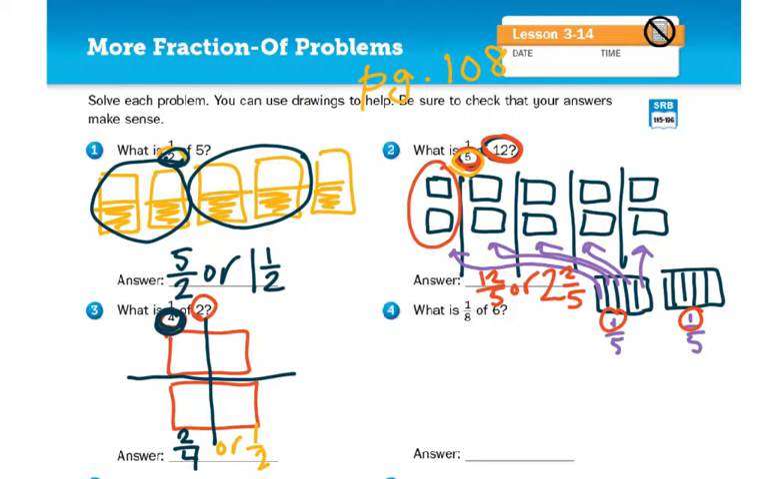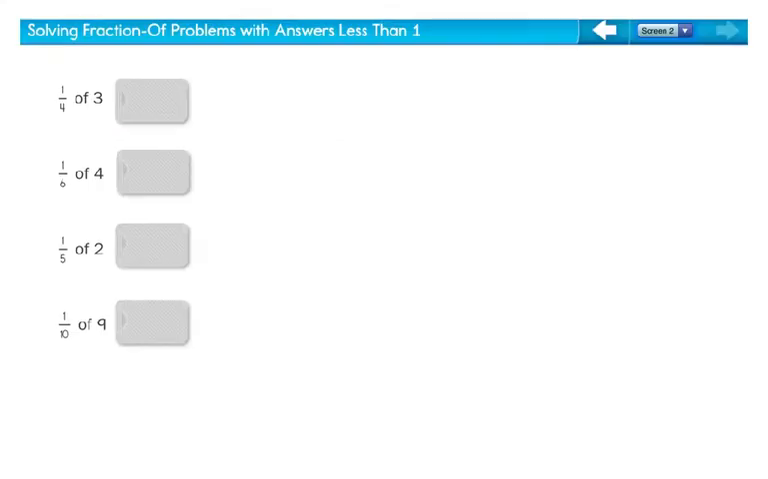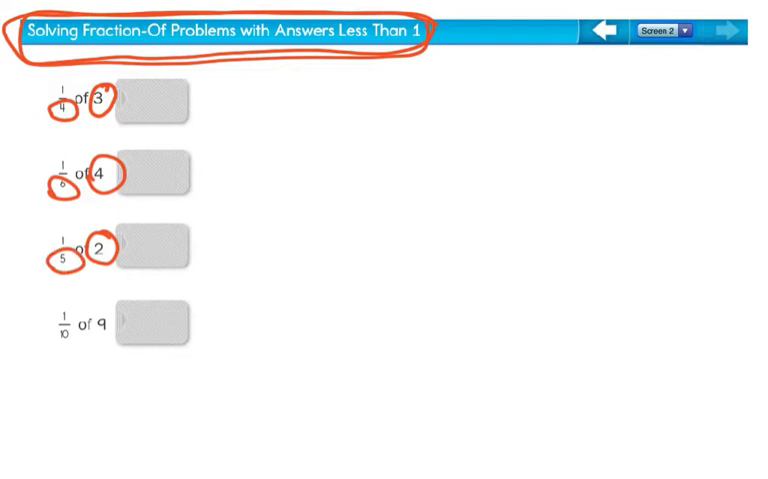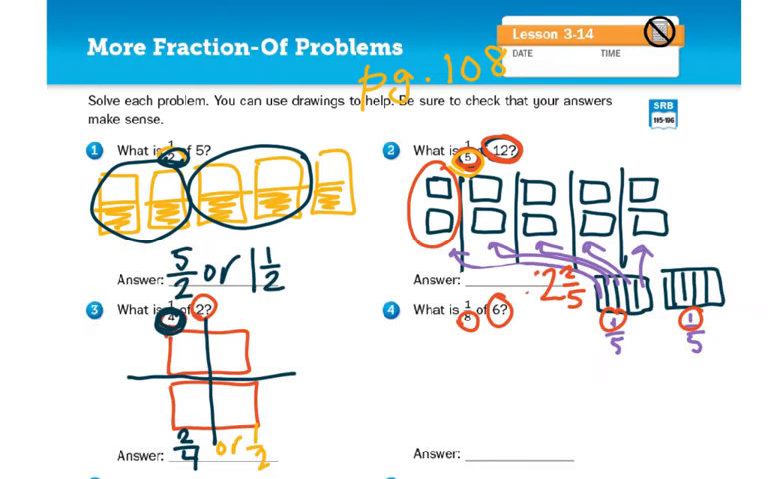Number 4, what is 1/8 of 6? Okay, so we have the whole number 6, and we're dividing into 8 groups. Will that answer be more or less than 1 whole? I'm going to go back for a moment and show you these. These would all be fraction problems that are less than 1 whole. 3 whole things divided into 4 groups is less than 1. 4 whole things divided into 6 groups has to be less than 1. 2 whole things divided into 5 equal groups, 5 is bigger than 2, so it's going to be less than 1. Just keep that in mind as you're working.